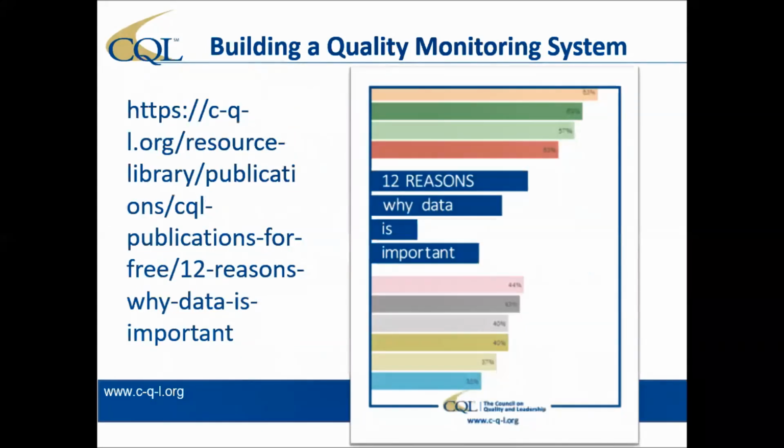So I just wanted to point out this resource that we've published at CQL. This is 12 Reasons Why Data is Important. So that is a resource that is available for free on our website. I have the URL here, but even if you just do a Google search, CQL 12 Reasons Why Data is Important, you'll be able to find that. And you can download it as a PDF.